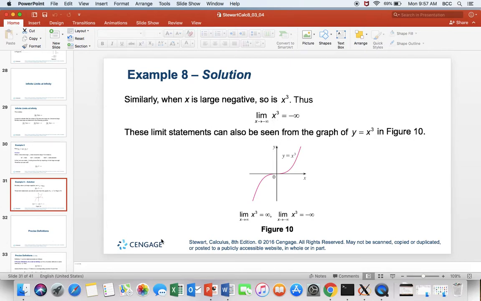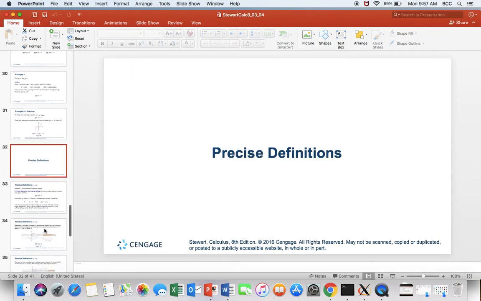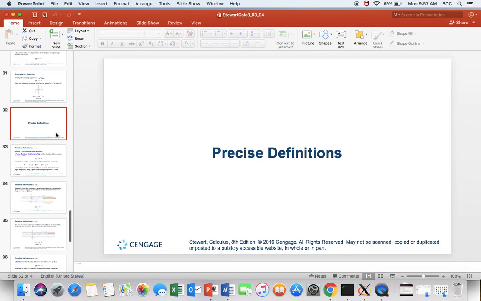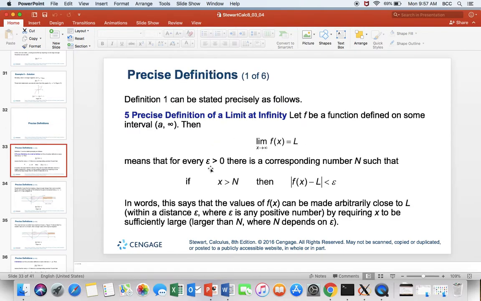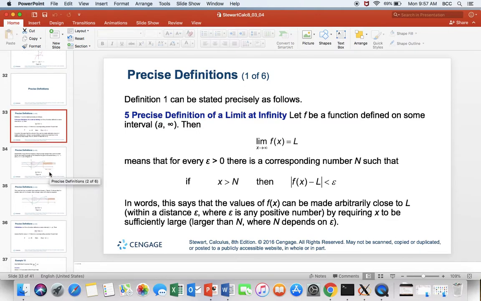All right. So here are a few precise definitions. Precise definitions means these are the technical definitions of limit. They are not intuitive, they are simply technical. Technical definitions have to be stated accurately. All right.